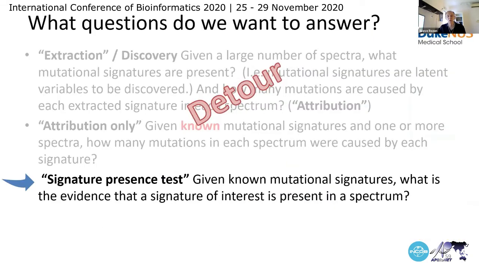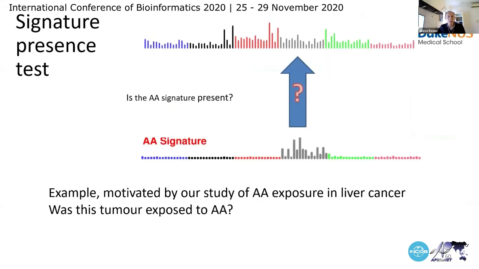So now we're going to take a quick detour before we come back to a possible solution to that, and I'll talk about the signature presence test. If you're given a set of mutational signatures, what's the evidence that a signature of interest is present in a particular spectrum? This again was motivated by our work with AA, and we wanted to know which of these liver cancers has the AA signature. So we developed something called the signature presence test.